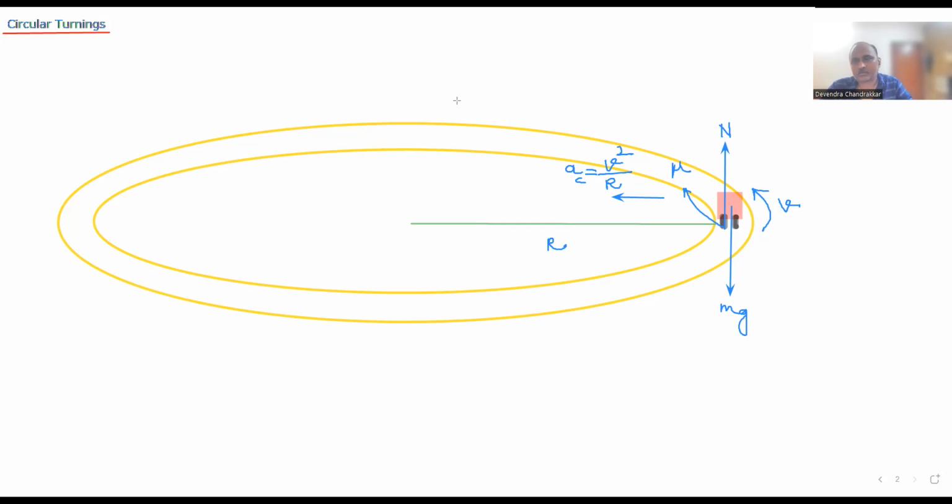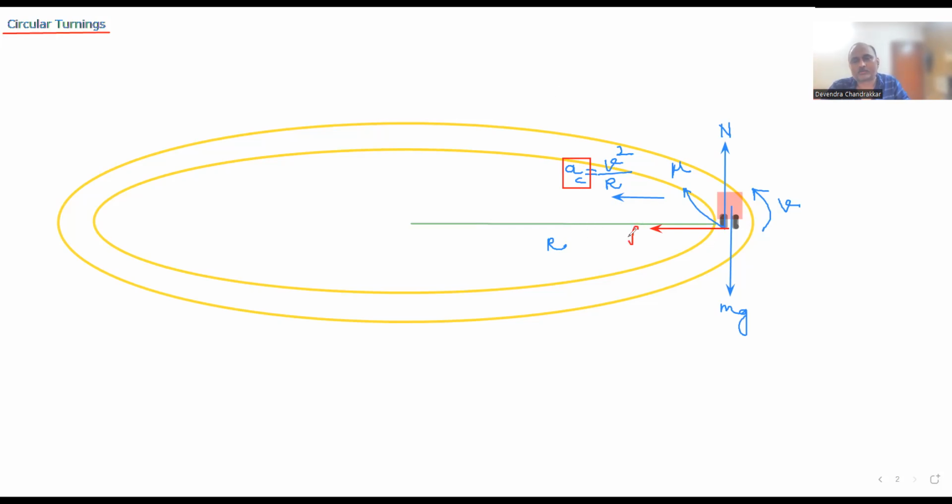Now tell me, friction. This acceleration will not be because of any random force, right? It is because of some force which is acting in its direction. So what is the other force which is acting here? The only force which is left out here is friction. So friction is the force which is acting towards the center of the circular path.